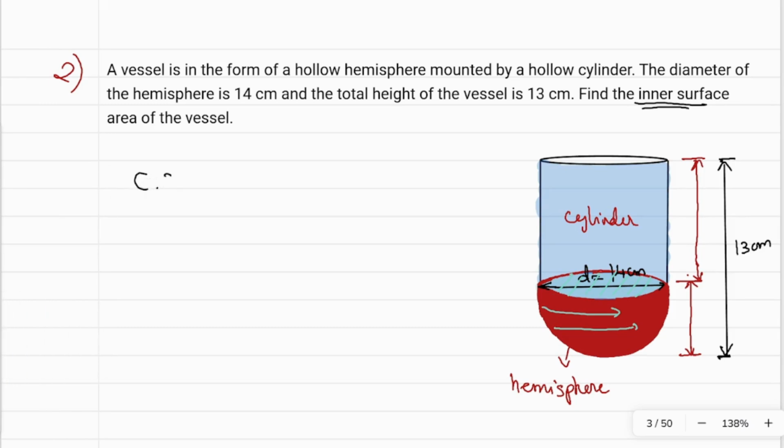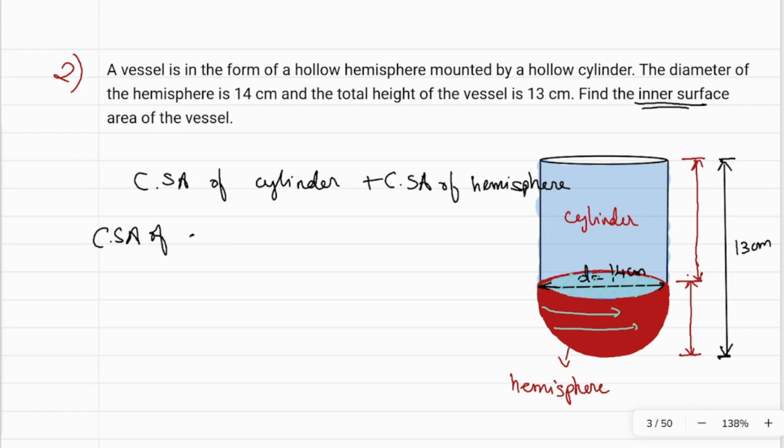That means first we have to find the CSA of the cylinder and then we have to find the CSA of the hemisphere. Then when added together, what will we get? We will get the total inner surface area of the vessel. Clear? So first let me find the CSA of the cylinder. Okay, what is the CSA of a cylinder? What's the equation for the CSA of a cylinder? CSA of a cylinder is 2 pi r h, right?